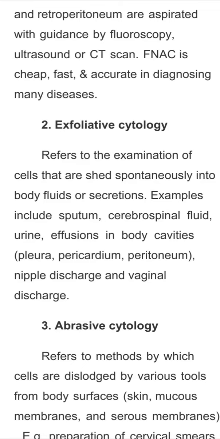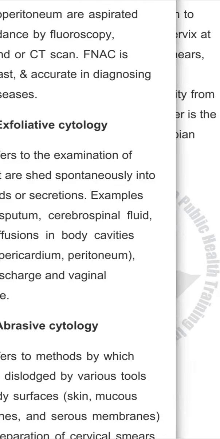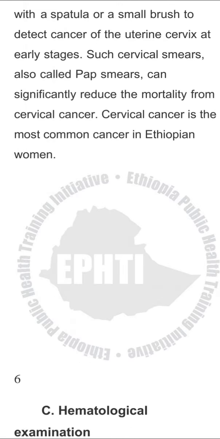Speaking about abrasive cytology, this refers to the method by which cells are dislodged by various tools from body surfaces, for example skin, mucous membrane and serous membrane. Preparation of a cervical smear with a spatula or a small brush is used to detect cancer of the uterine cervix at an early stage. Such cervical smears are also called Pap smears. They can significantly reduce the mortality from cervical cancer. This is the most common cancer in Ethiopian women.